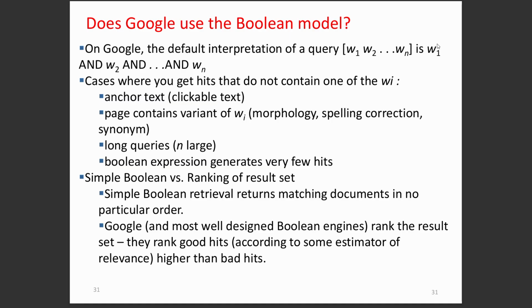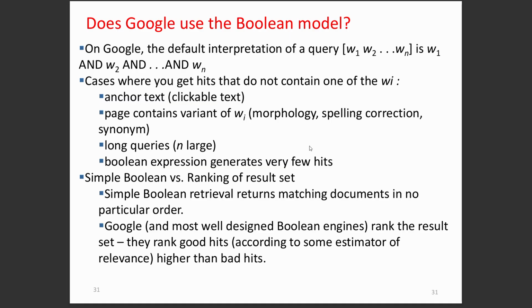Now there are cases where you get hits that do not contain one of the wi, where i indicates the particular index. One is anchor text. Anchor text means the clickable text. Suppose you go to a web page and you see a blue hyperlink. If you click on that blue link, you will be redirected to a different website. That is one case where such a hit can happen. Another is when the page contains variants of wi, that is morphology, spelling correction, synonyms, long queries, Boolean expressions, etc.